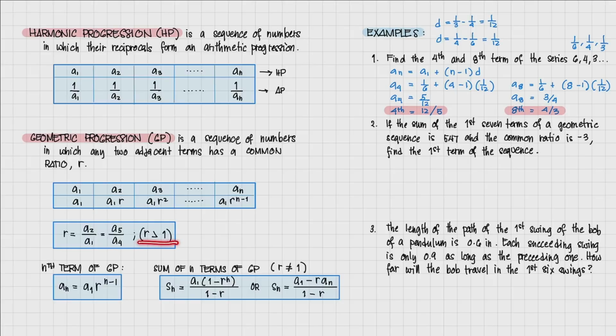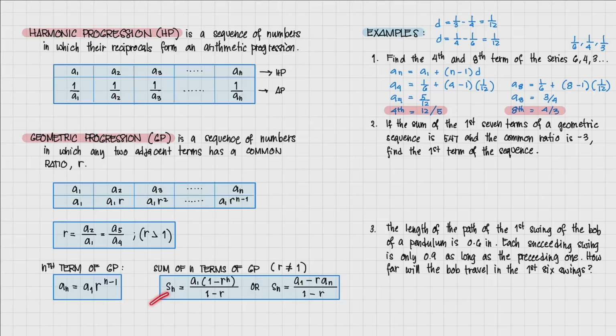While our R will be greater than 1, right? As you can see here, this is our pattern. What we have here is our first term. For the second term, we're just going to multiply it by our common ratio R. And for the third term, we multiply it by R raised to 2, and so on and so forth. Now for the nth term of our geometric progression, we're going to use this formula: An is equal to A1 times R raised to n minus 1.